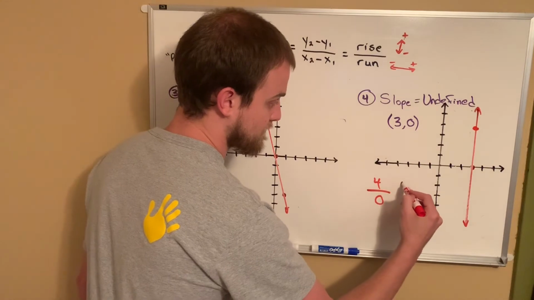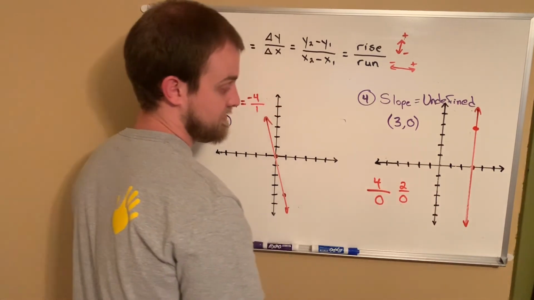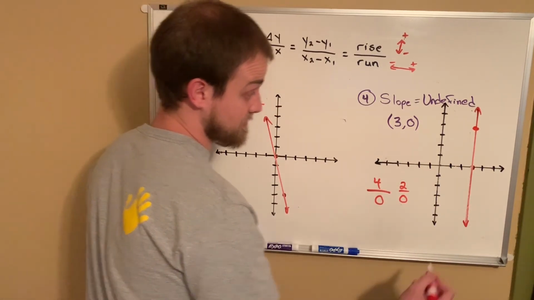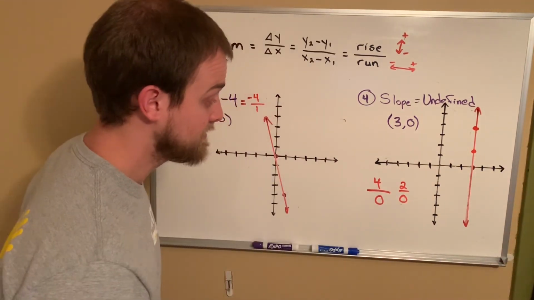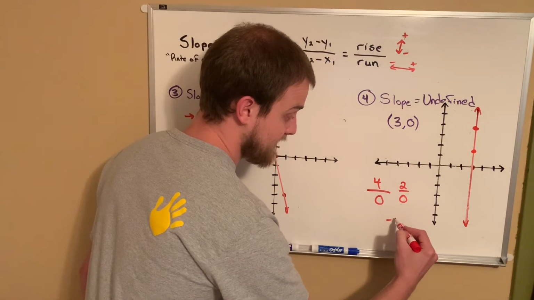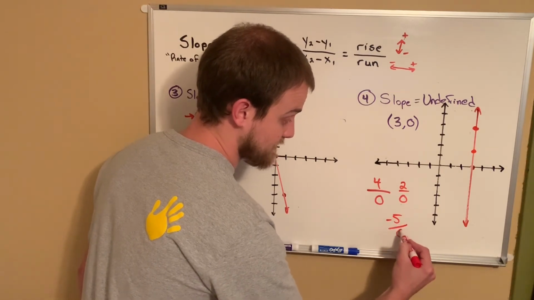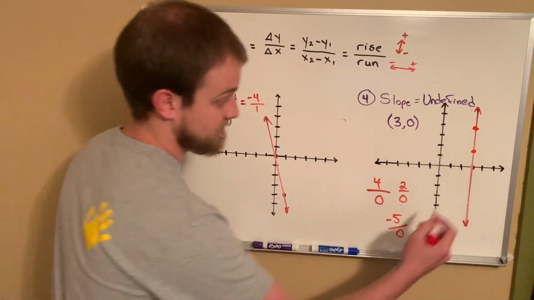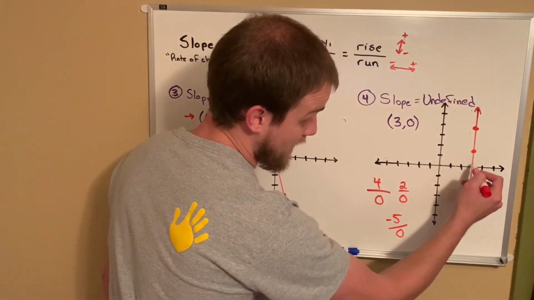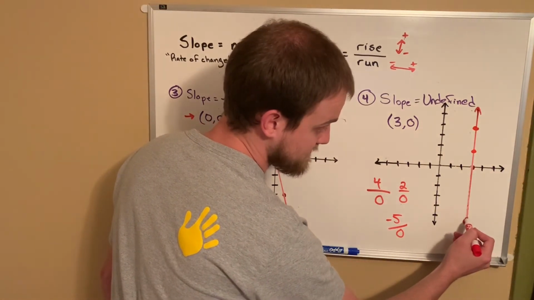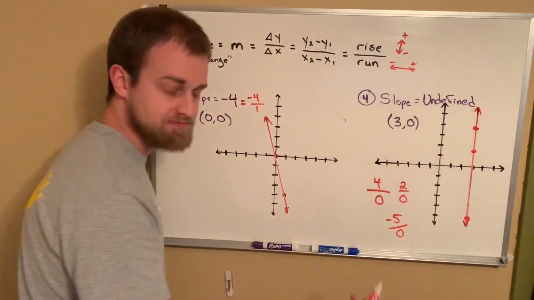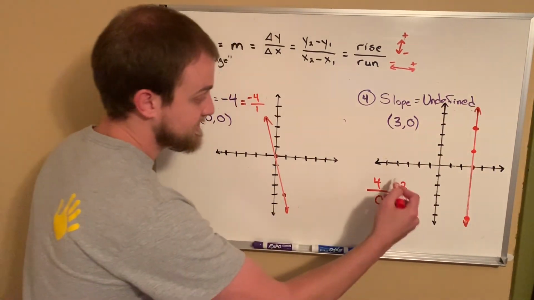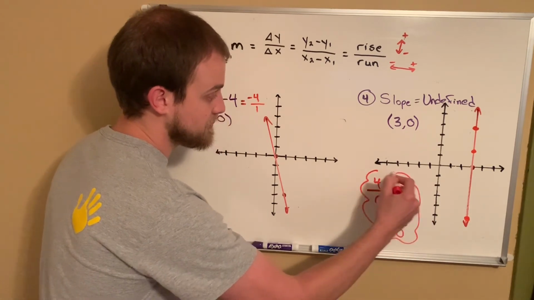Okay, what if I rose 2 and ran 0? Rise 2, run 0. Guess what? That's on my line too. How about a negative? Let's go -5 over 0. Rise -5, run 0. That's also on my line. So our understanding is when we see undefined slope, that just means a vertical line. And these kinds of fractions will do it justice.